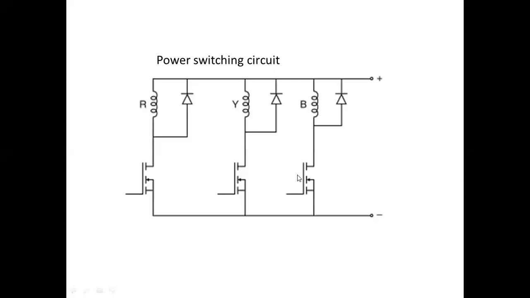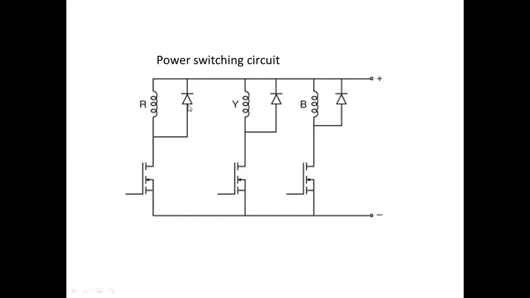Next one, power switching circuit. If you consider this is the power switching circuit, this circuit is included in the controller, the power controller. The circuit is placed in the power controller. This is nothing but what I told, the IGBT switches which are placed here with respect to the coils of R, Y, B.